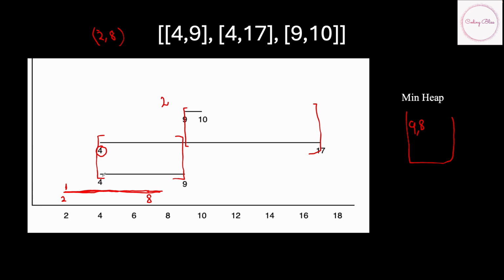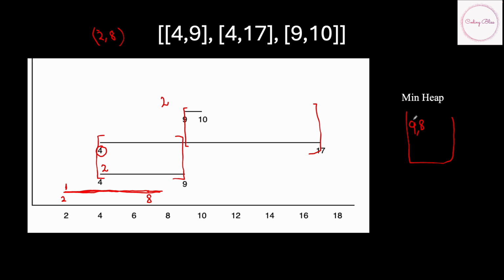Now we come to 4. 4 is less than 8, so that means we just insert the end time of this particular meeting also. Okay, and then again check the size of the heap. So at this point we need at least 2 meeting rooms to take care of our conferences. Now the next one is 417.